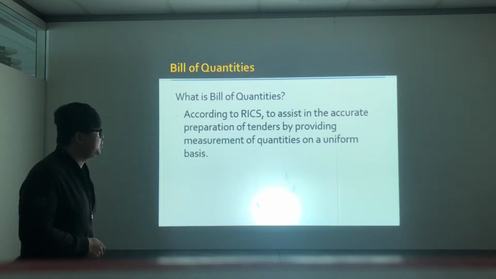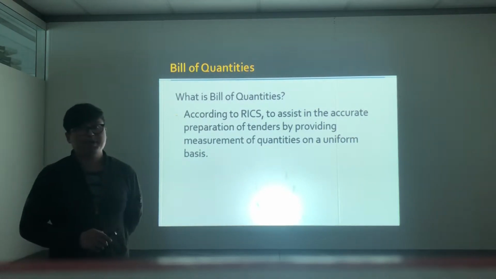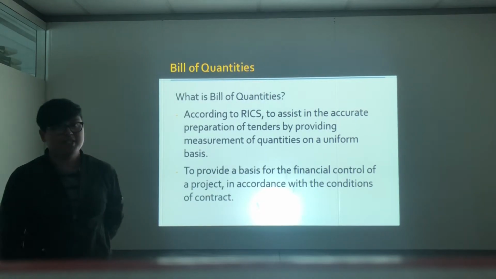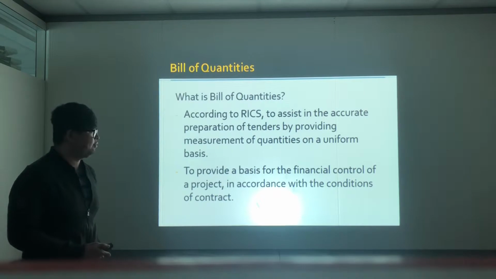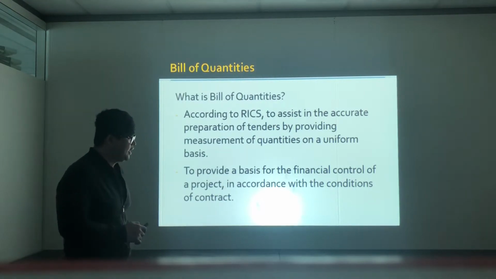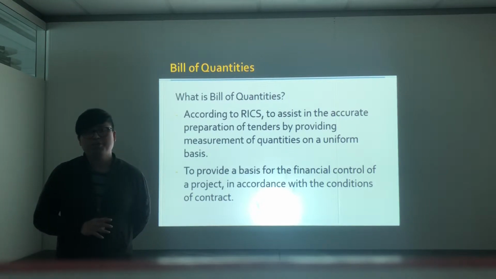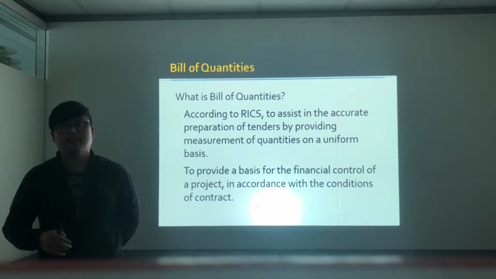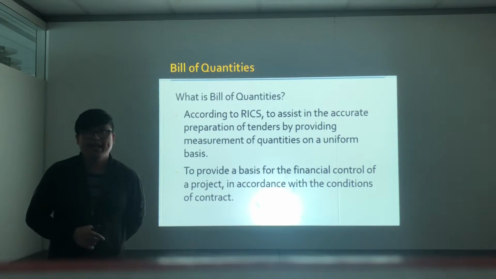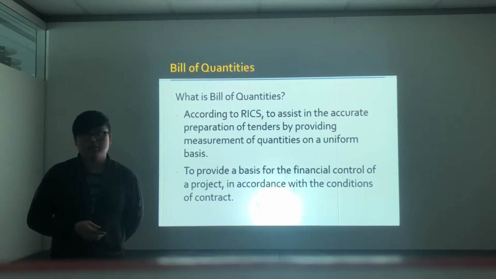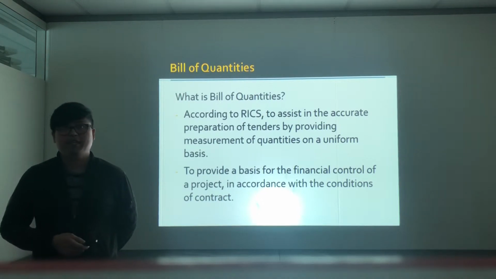According to RICS, it is used to assist in the accurate preparation of the tenders by providing measurement of quantities on a uniform basis. It also provides a basis for the financial control of a project in accordance with the conditions of contract. BOQ is usually prepared by a cost consultant or a quantity surveyor, and the quantities may be measured in number, length, area, volume, or weight. It also assists us in the agreement of the contract sum.